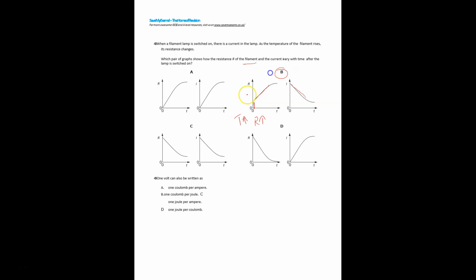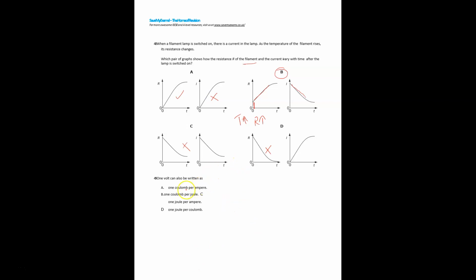So the option is B. Okay, so here resistance decreases, current also decreases. The concept is wrong. Resistance decreases, but in the filament lamp resistance will not decrease. So this option is wrong. Here resistance increases, correct, but the current also increases, wrong.